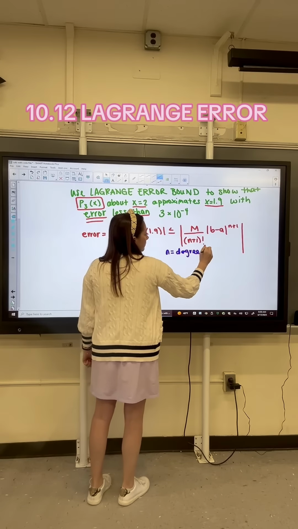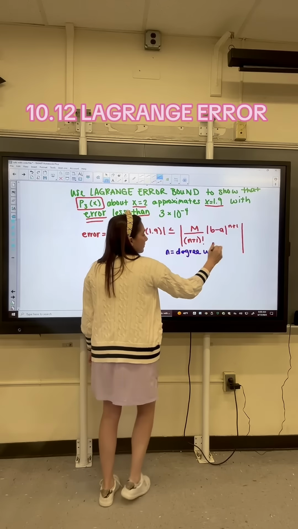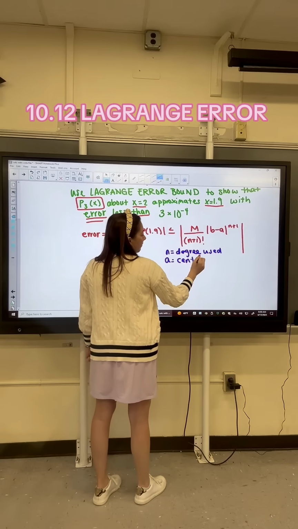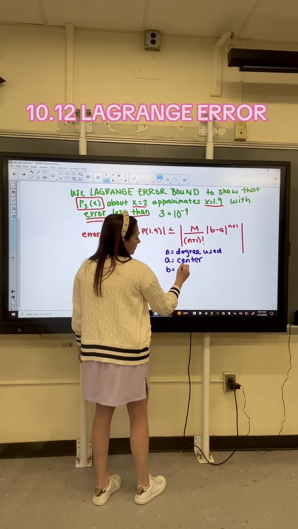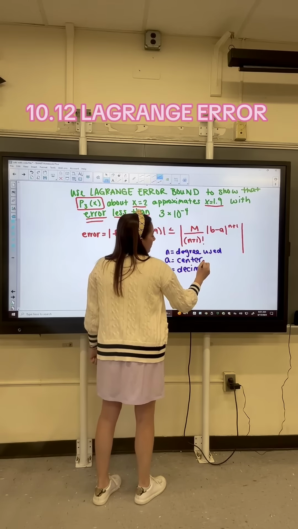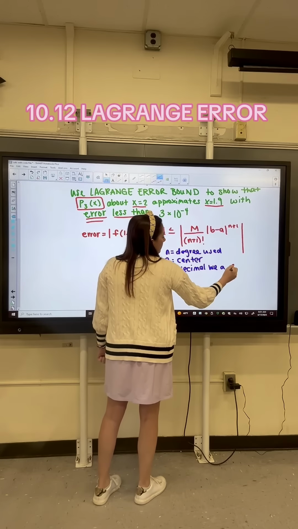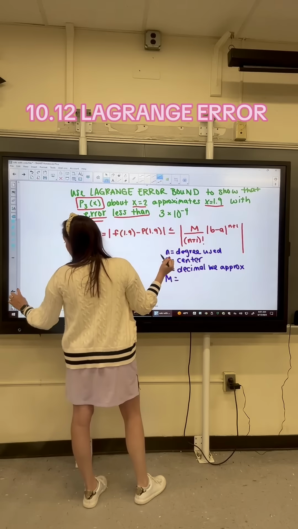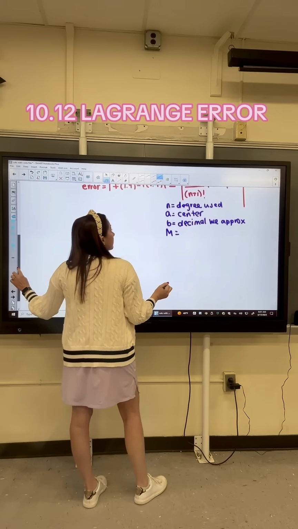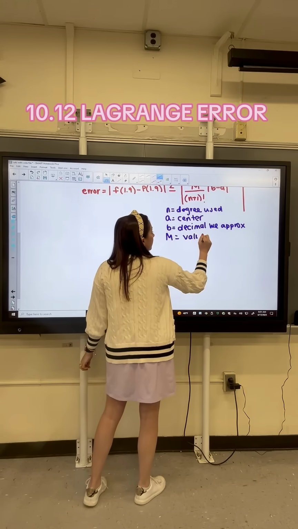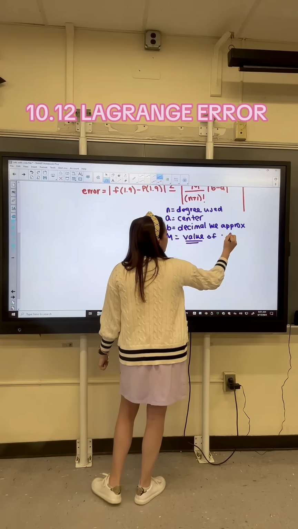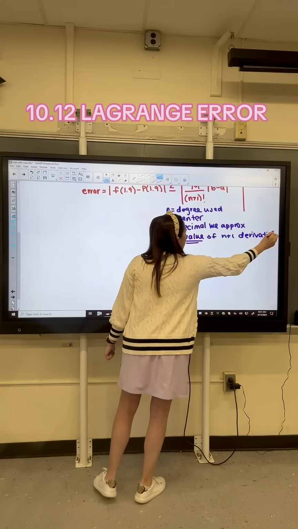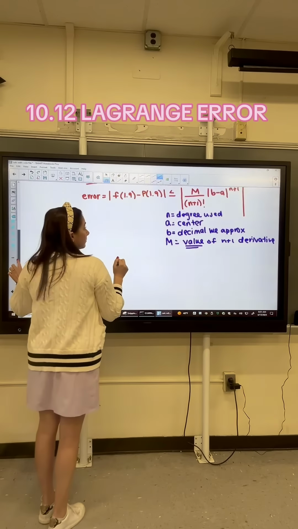So n is the degree of the polynomial that you use to approximate. So in this case, n would be 3. a is what we are centered at. So in this case, a would be 2. b is the decimal we are approximating. So that would be 1.9. And then M is the value of the n plus 1 derivative. Okay? So not the n plus 1 derivative, the value of the n plus 1 derivative. So in this case, if n was 3, we need to find the value of the 3 plus 1 derivative, also known as the value of the fourth derivative.